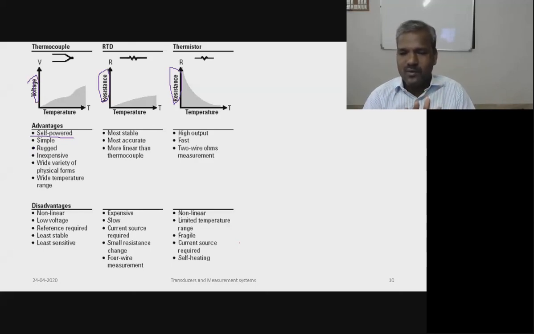What is a thermocouple? Making 2 junctions. One is a hot junction, the measurable junction. The other one is the connecting lead, that is called the reference junction, or cold junction. The cost of a thermocouple is nearly 100 to 200 rupees, maximum 200 rupees. Very simple, you can easily solder two alloys.